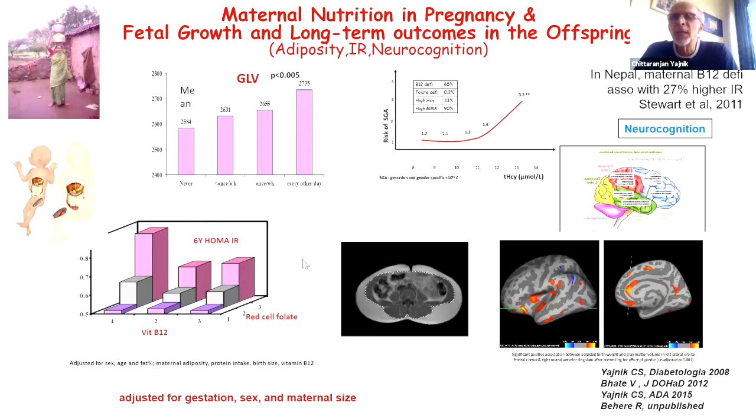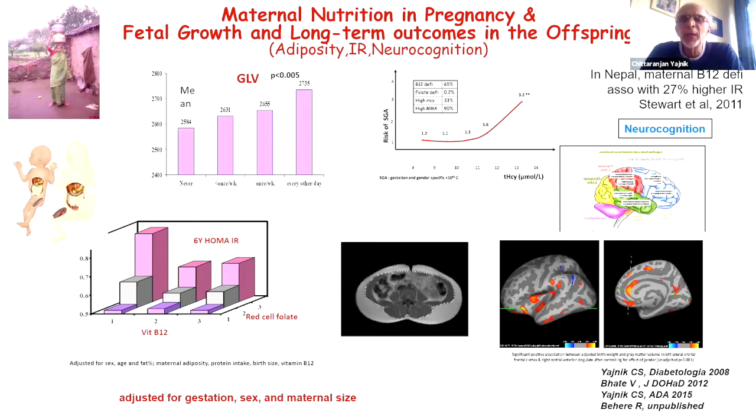In other words, an imbalance of low B12 and high folate was somehow programming the baby such that it became more adipose and more insulin resistant, two factors which predispose it to future risk of diabetes and adiposity. And recently we have done MRIs of these children at 22 years of age, and we have done a whole lot of neurocognitive testing, as I told you.